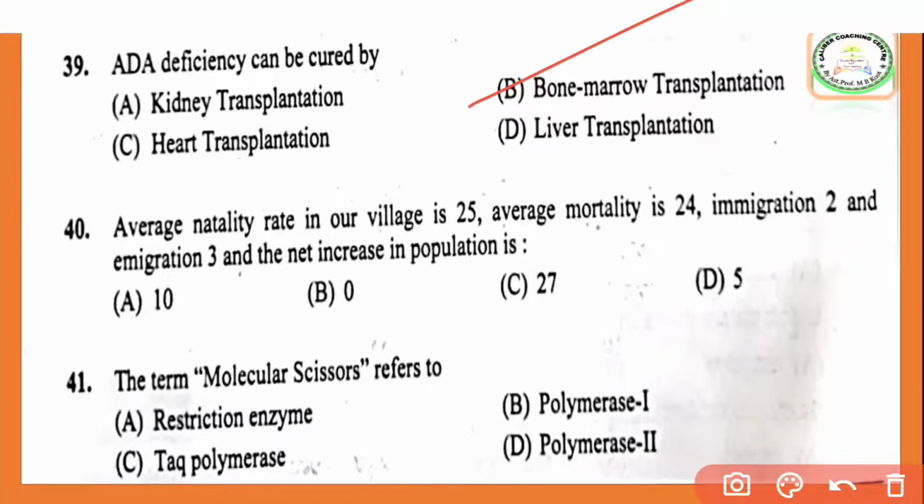Question number 40. Average natality rate in our village is 25. Average mortality is 24. Immigration 2 and emigration 3, and the net increase in population is. So here the answer is option B, 0.